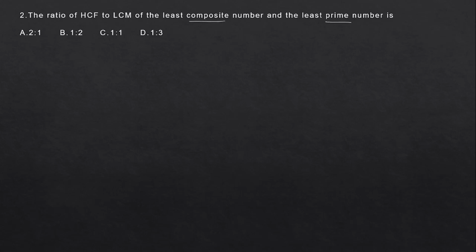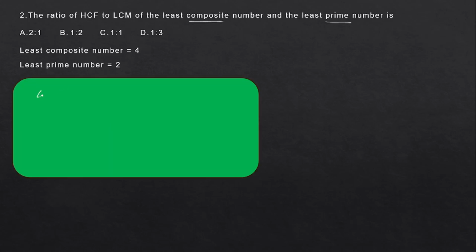So therefore, the least composite number would be 4. The least prime number would be 2. We need to find their HCF and LCM first before finding their ratio. So number 4 in terms of prime factors is 2 square. Number 2, the prime factor is only 2.